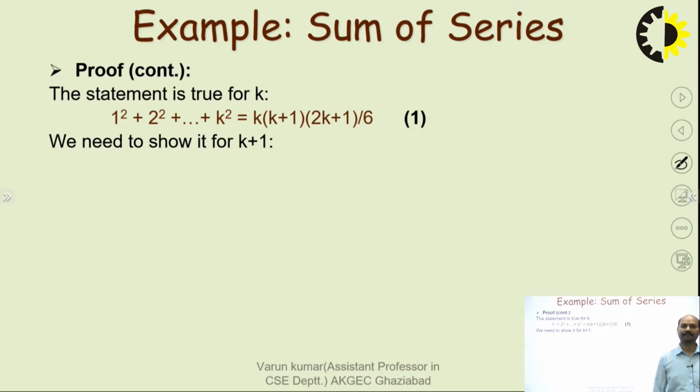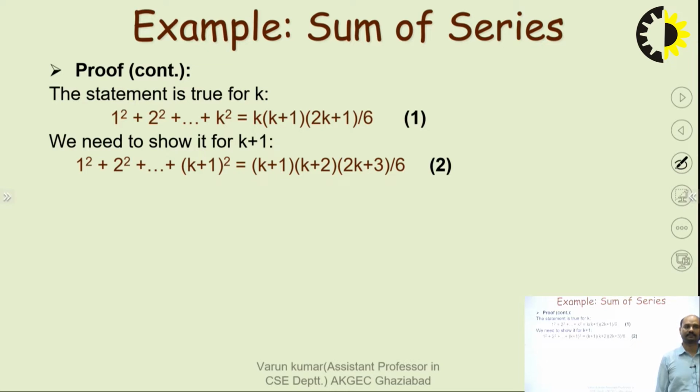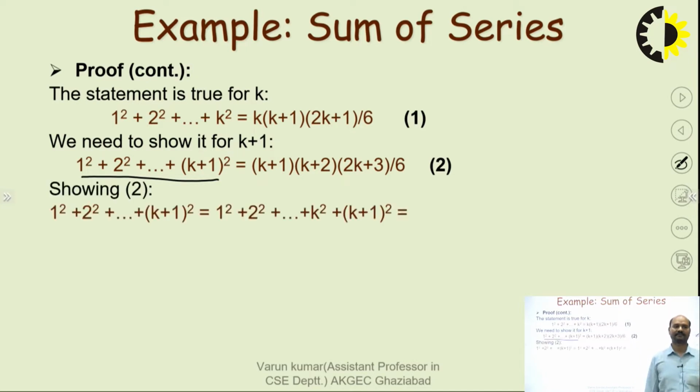And we need to show that it is also true for k plus 1. We place k plus 1 in place of k. So our equation is 1 square plus 2 square up to (k plus 1) whole square, which is equal to (k plus 1)(k plus 2)(2k plus 3) divided by 6. So we again expand our left hand side series, that is 1 square plus 2 square up to k square and plus (k plus 1) square.